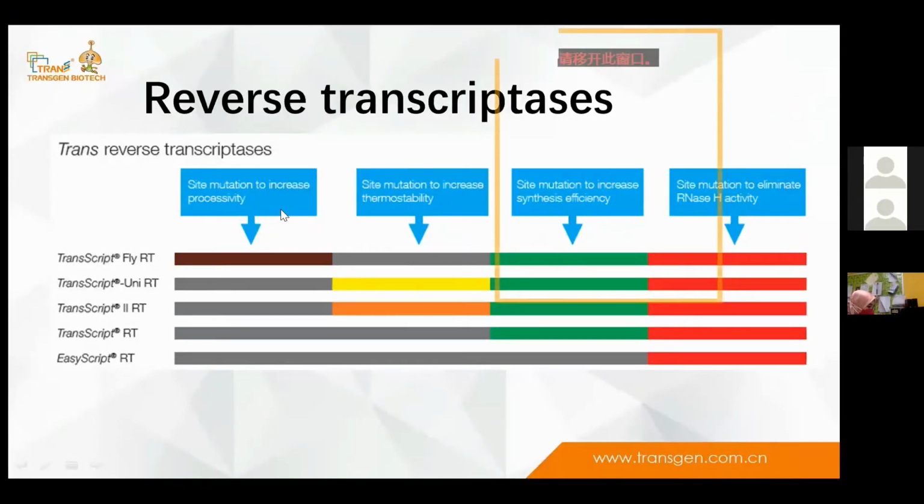Nowadays we have a very new product, combined with the fly Artemis and the uni Artemis. This very new one can survive at a temperature of 65 centigrade, and it can react in just 5 minutes. So it's a very new product here.